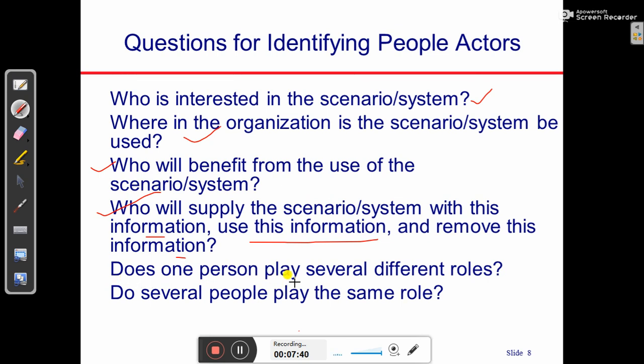Does one person play several different roles, or do several people play the same role? So these are very important questions to identify single actors, multiple actors, or the types of actors. That is why whenever you try to design a use case diagram, try to use these questions to find out the actors in that specific scenario, or in the specific moment of the system.